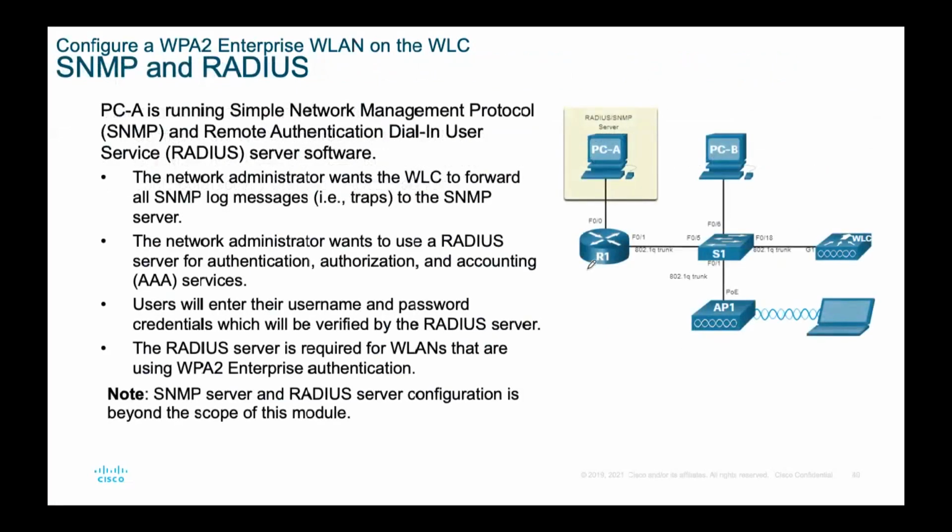Okay, SNMP and Radius. PCA is running Simple Network Management Protocol, SNMP, and Remote Authentication Dial-In User Service, Radius, server software. The network administrator wants the wireless LAN controller to forward all SNMP log messages, for example traps, to the SNMP server. The network administrator also wants to use the Radius server for authentication, authorization, and accounting, which means AAA services.